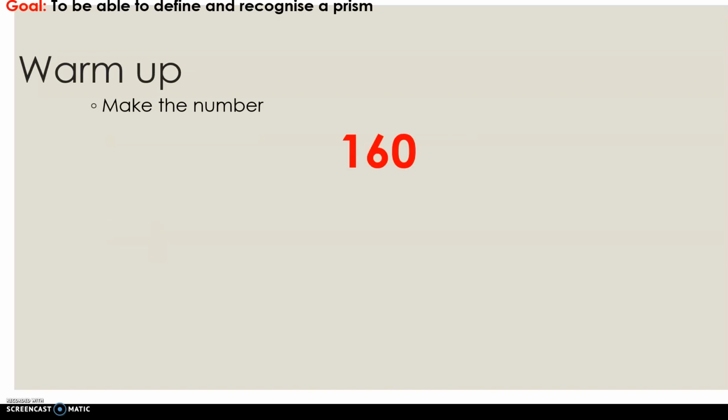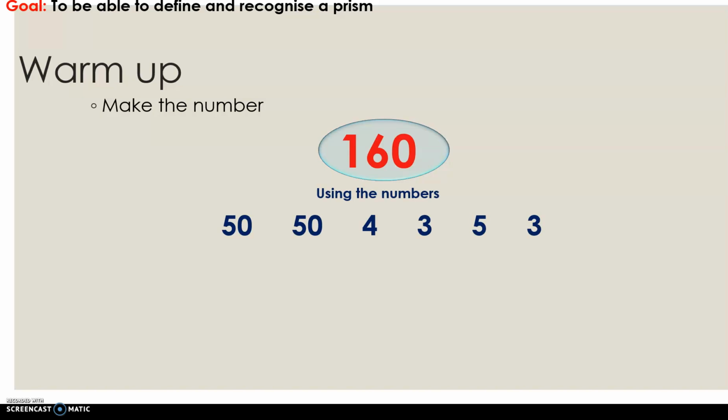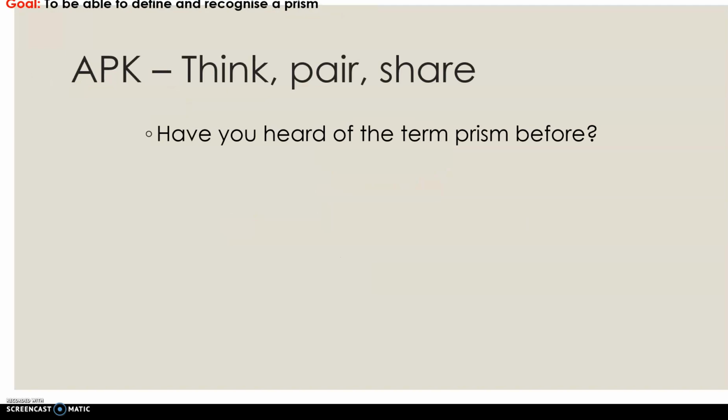So for warm-up, we've done this before. Your target number is 160 and you're using these 6 numbers. You can only use them once and you can use any of the 4 operations to try to get to 160. So spend max 5 minutes on this task and then move on to the APK.